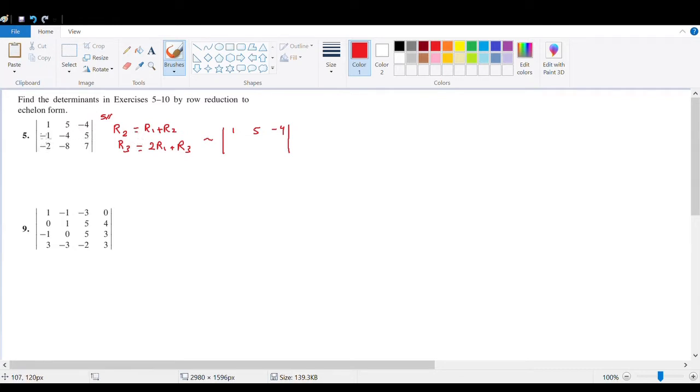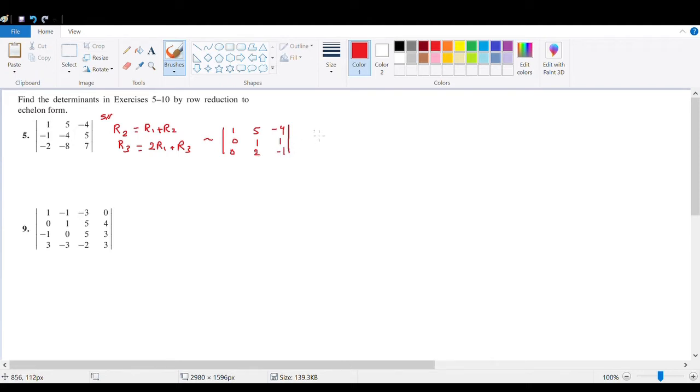Now row 2 plus row 1 gives us 0, 5 minus 4 is 1, minus 4 plus 5 is 1. Then 2 row 1 plus row 3: 2 minus 2 is 0, then 2 multiplied by 5 is 10, 10 minus 8 is 2. Then 2 multiplied by minus 4 is minus 8, and minus 8 plus 7 is minus 1.